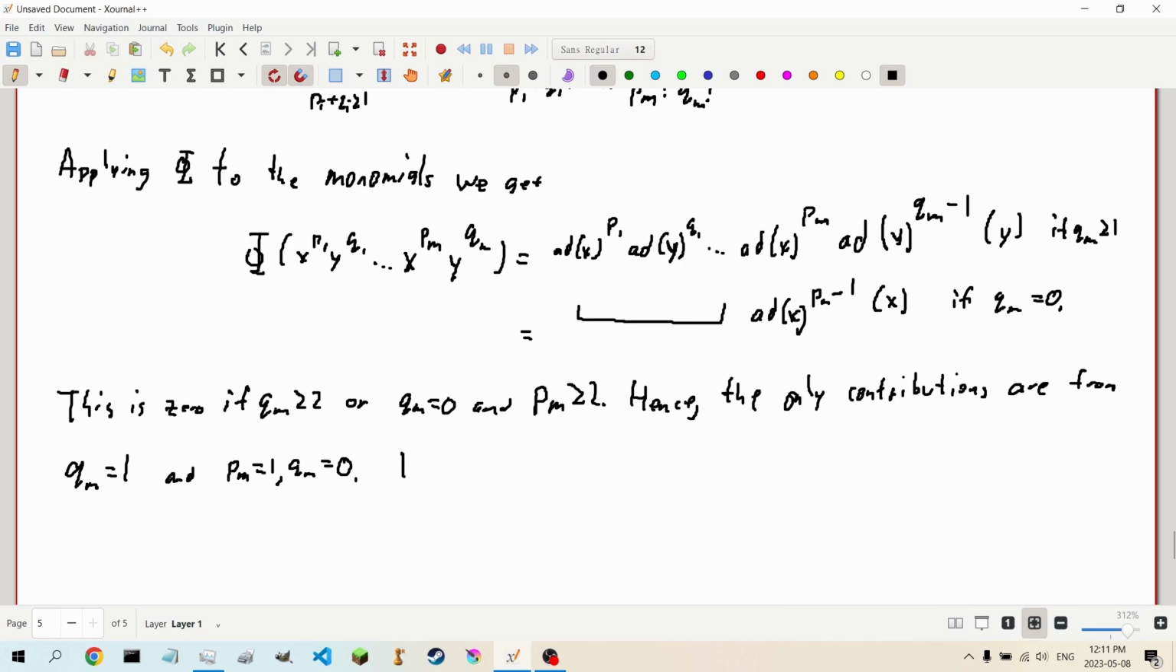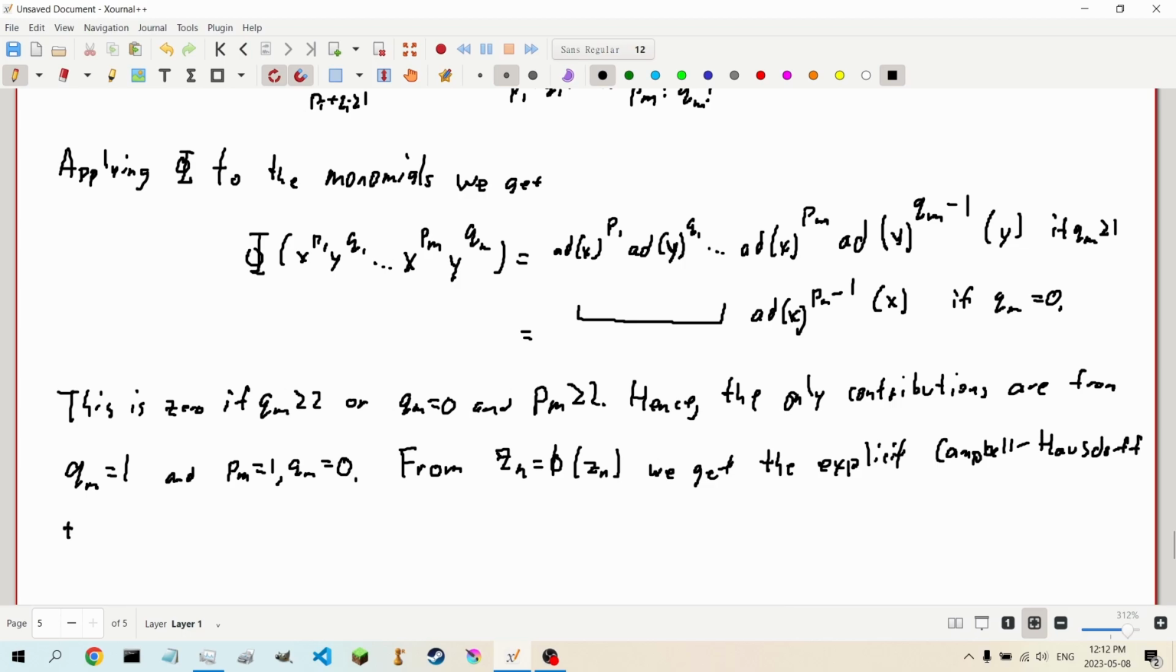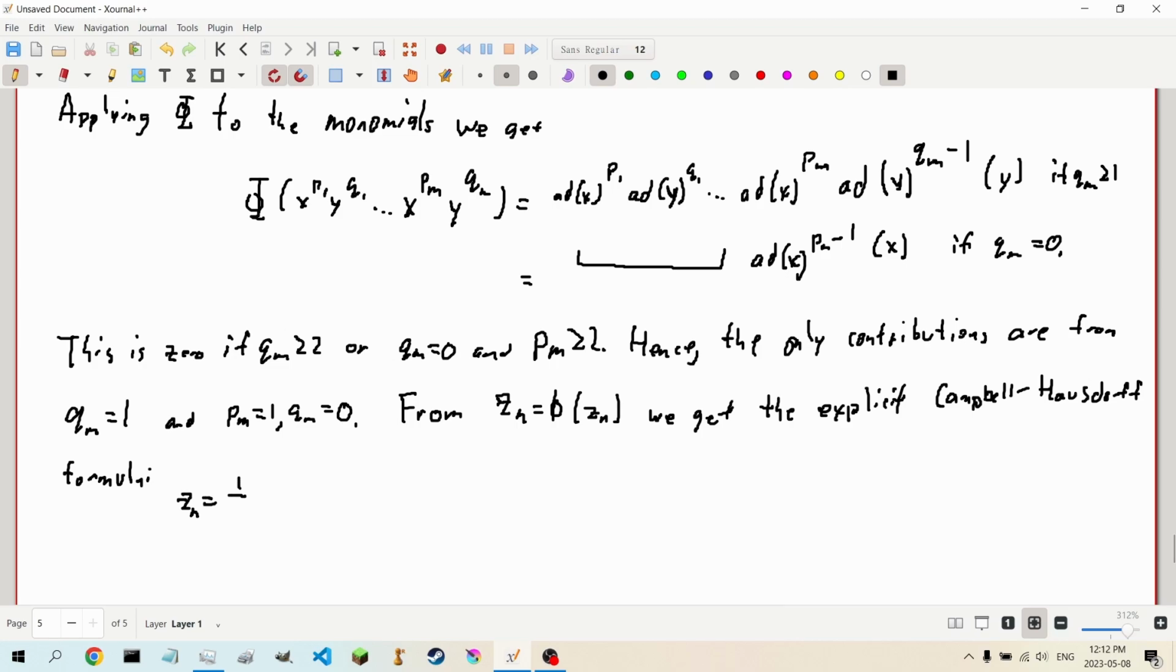Then, from z to the n being equal to small phi of z to the n, we get the explicit Campbell Hausdorff formula of z to the n equal to 1 over n times the sum of p and q equal to n of z p comma q prime plus z p comma q double prime.